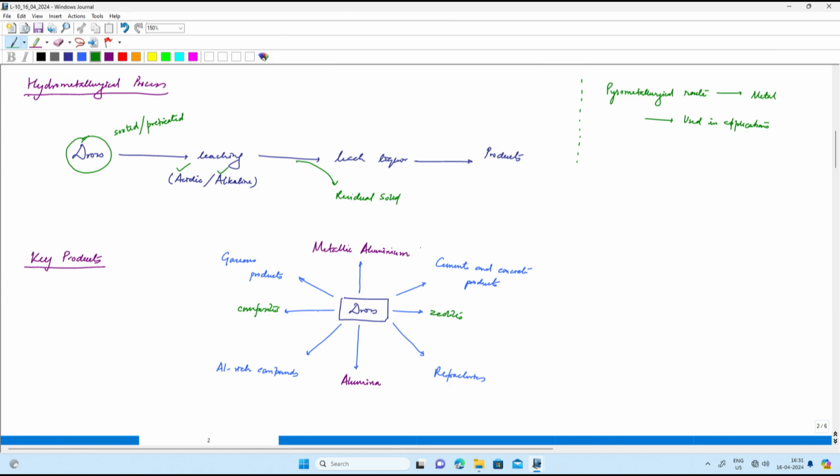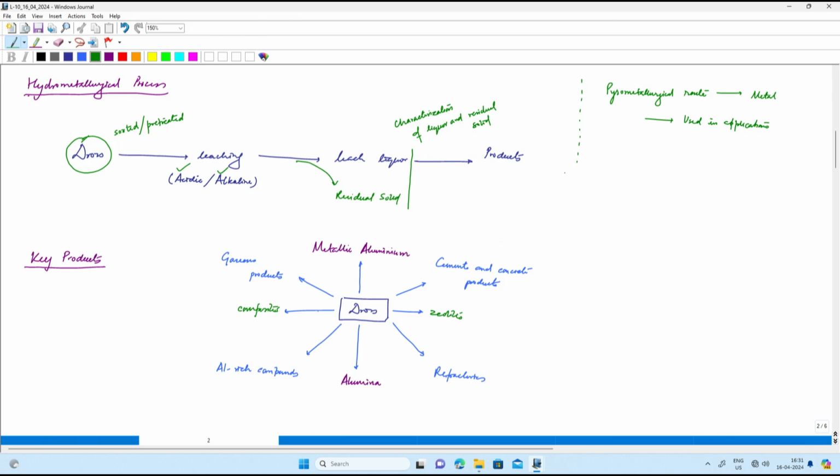Normally we would expect aluminium to go into the leach liquor, but of course there is a possibility that some amount of aluminium may be left behind in the residual solid as well. Again, one has to think of characterization of the liquor and residual solid. We can then decide upon what type of further processing we can apply for both of these products.